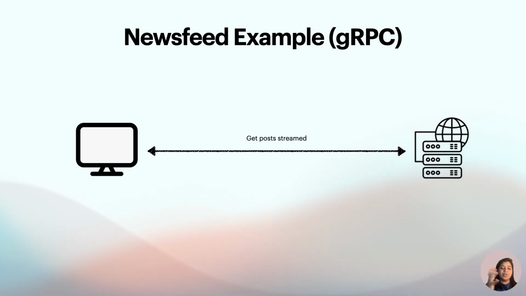So you could have a unary call, typically just like REST. You have a client, you have a server, you're just sending one request, getting one response back. That would be a typical architecture. But gRPC really allows you to do server streaming, client streaming, and even bi-directional streaming, which is great.